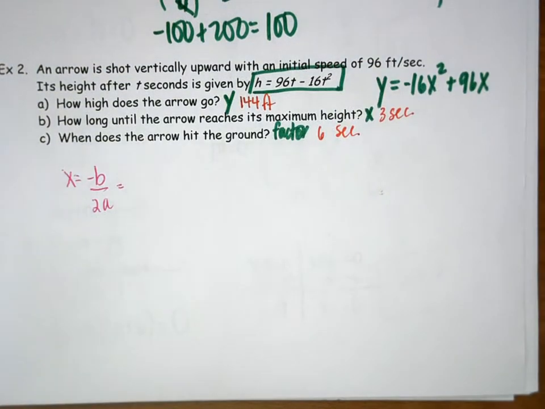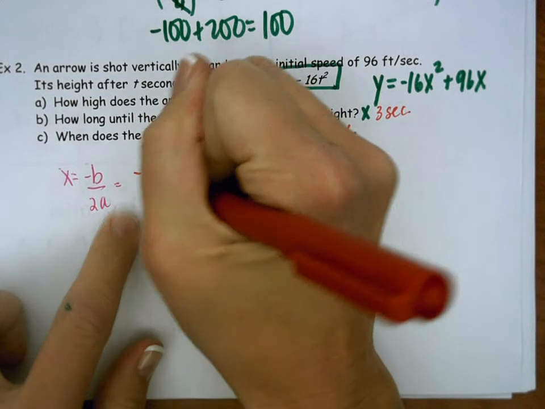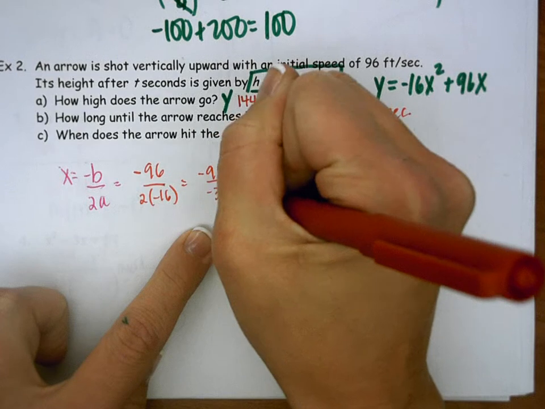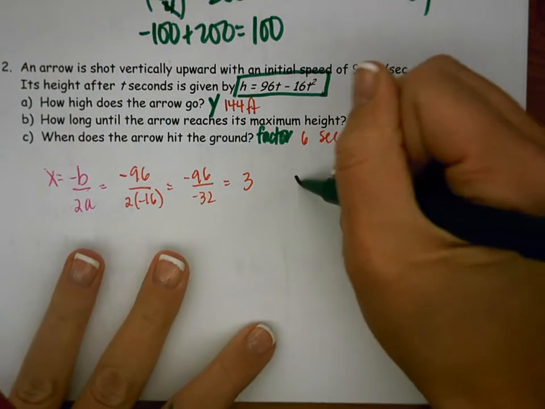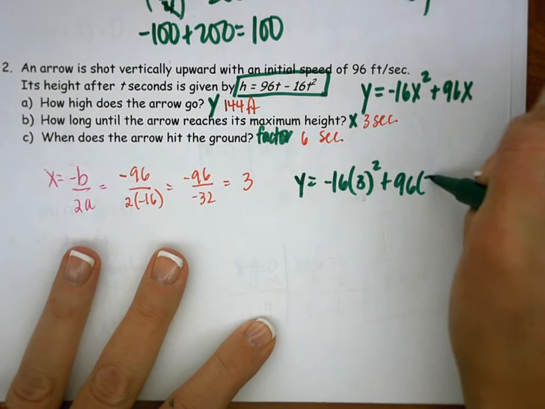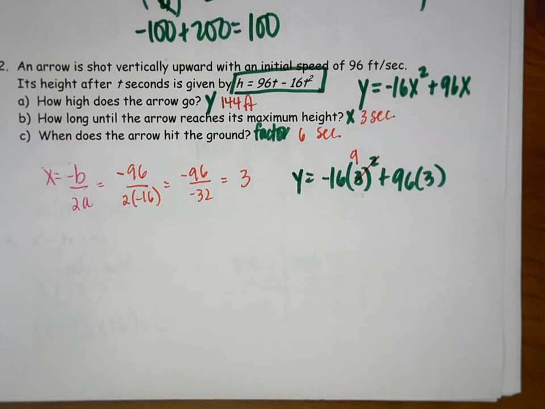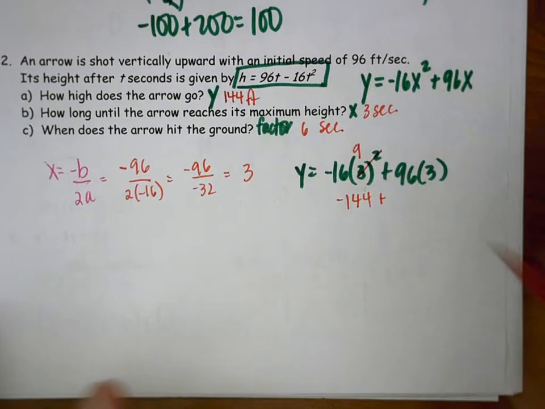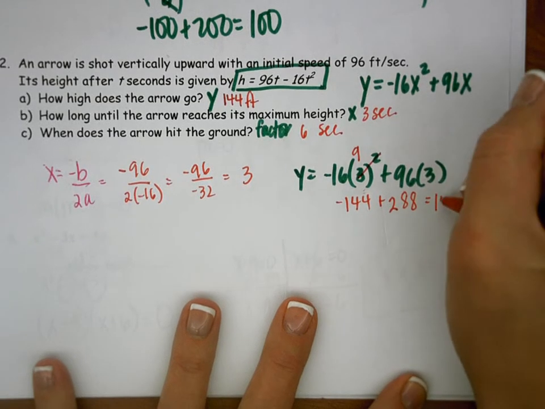So I'm just going to do this kind of quickly for those of you that didn't get it. Negative b would be negative 96 over 2 times negative 16. Negative 96 over negative 32 reduces to 3. We take 3, plug it in here. So we're going to have y equals negative 16 times 3 squared plus 96 times 3. 3 squared is 9. Negative 16 times 9 is negative 144. Plus 96 times 3 is 288. And when you subtract those, you get 144.